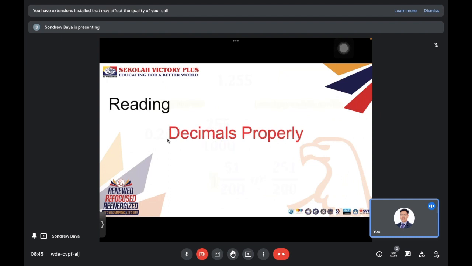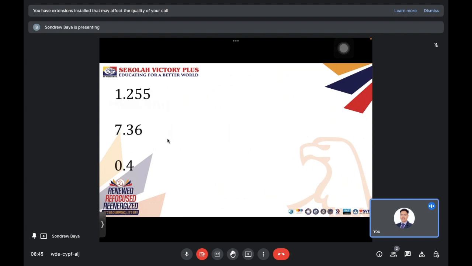This time, we now have the last portion, reading decimals properly. So how do you read decimals properly? Suppose we have this one. Most of the students or people would read the first one as 1.255, which is actually fine. But this is the informal way. So how do you formally and properly read this decimal? Maybe some of you know this already, but for those who don't, this will be a discussion for you.